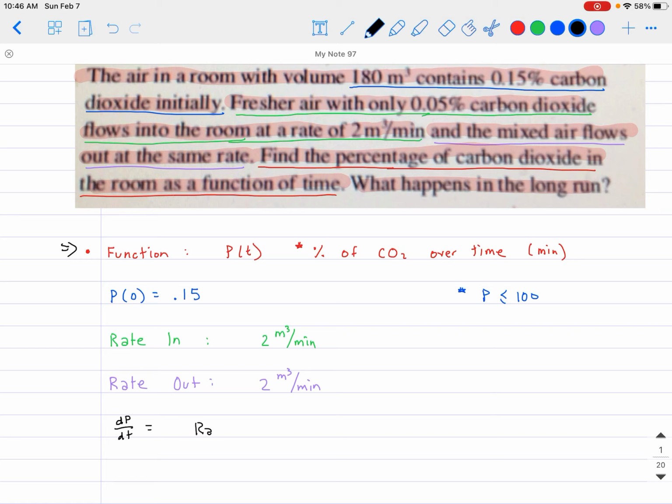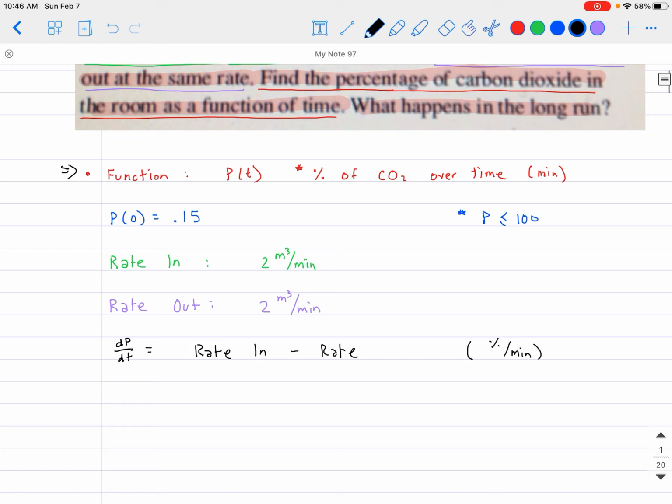Okay, so again, I'm going to write it as rate in minus rate out. Now, the unit for this, to help us figure out what this is going to look like, is supposed to be percentage per minute. Because, as we said, P represents the percentage, and t is the time in terms of minutes. Now, if we apply what we're given here, then the rate going in is going to involve the 2 cubic meters per minute. And at the same time, there's also going to be the 2 cubic meters per minute going out that's involved over there as well.